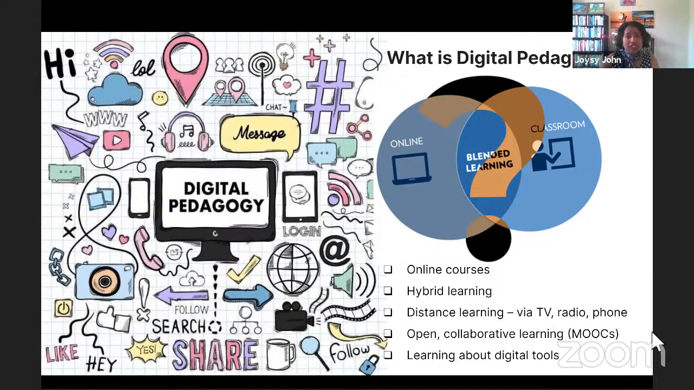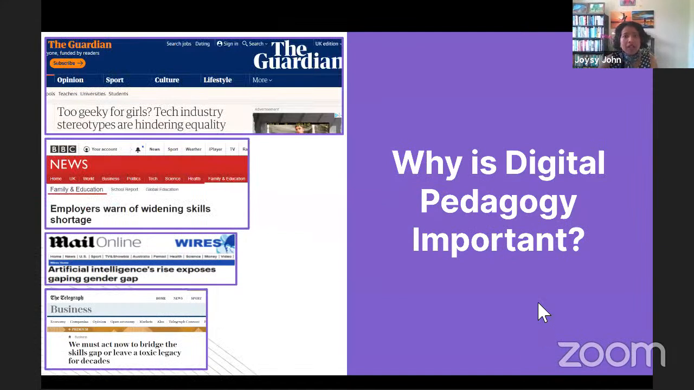So why is digital pedagogy important? You can see that in the news, you hear a lot about the digital skills gap, and especially about the fact that the tech sector is not diverse. So there's a huge discrepancy in terms of the demand for these digitally skilled workers in areas such as coding, but also the opportunity to retrain in these areas for millions of people who have been made redundant as a result of the COVID-19 recession.